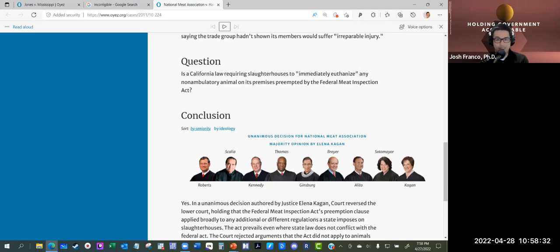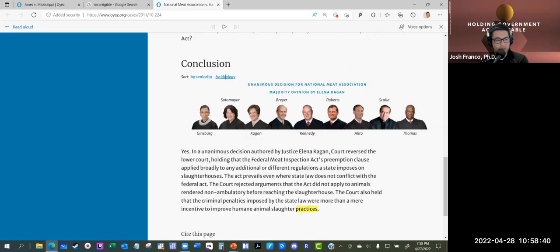And the answer was yes, a strong yes, because it was unanimous across, in this case, both seniority and ideology with these members. So this is another example of how the federal government, in this case, and its court systems were used to hold the state accountable to the federal standards that have already been established.